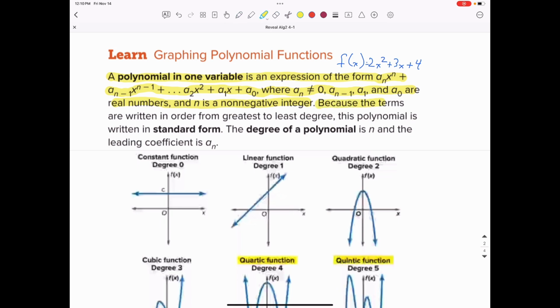Again, these terms should be written in order from greatest to least degree. When it does that, it is in standard form. The degree of the polynomial is n, and the leading coefficient is a of n. So the degree of the polynomial is going to be the highest degree, the highest exponent. That is usually the first exponent you see. However, that is only when it is in descending order of exponents. So the highest exponent will be the degree of the polynomial. Standard form means written in descending order of exponents.